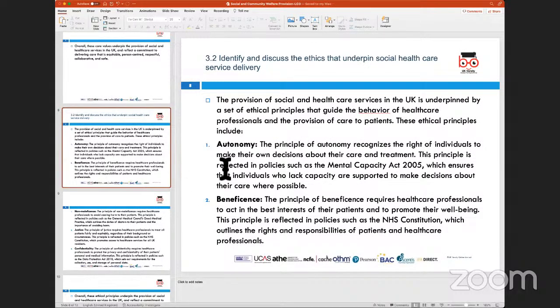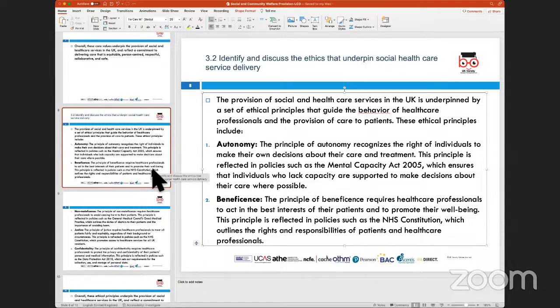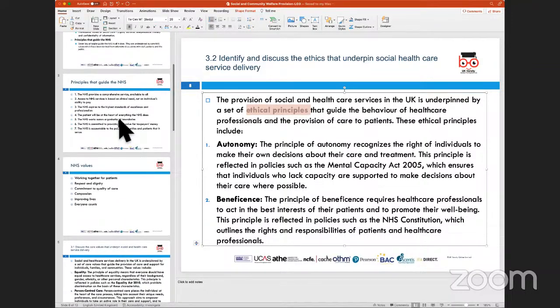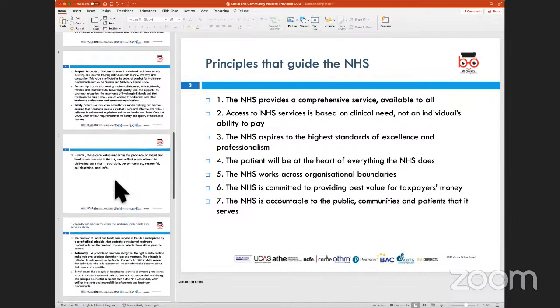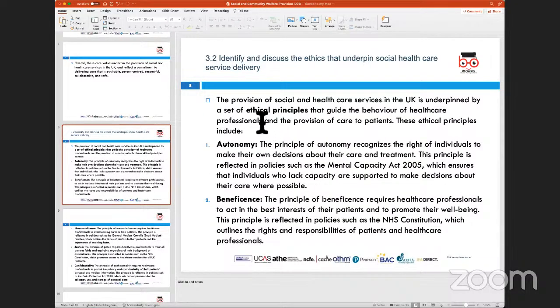Now, when we talk about the second assessment criteria, identifying and discussing the ethics required when we deliver these values, we are looking at the ethical principles that guide the delivery of healthcare services within the NHS. This is what I'm referring to, the 7 principles, which are now detailed out in terms of individual points.